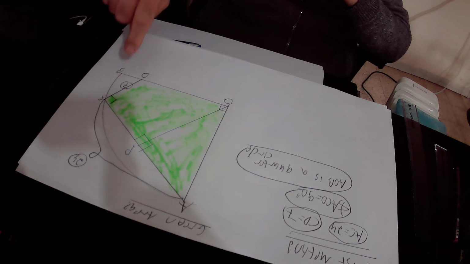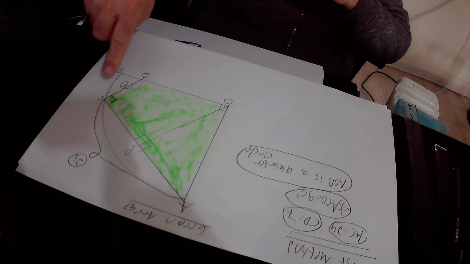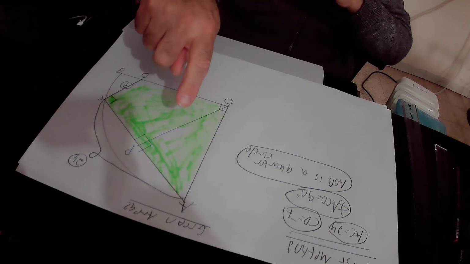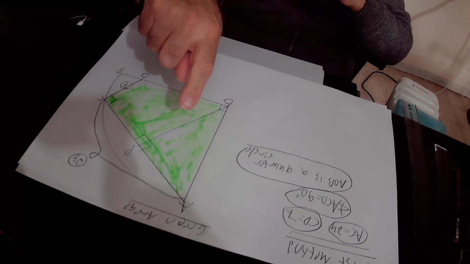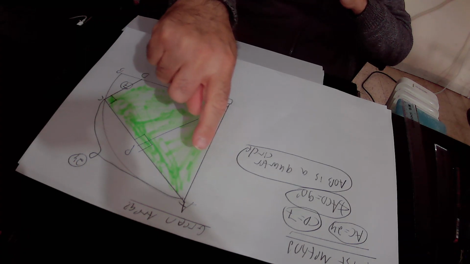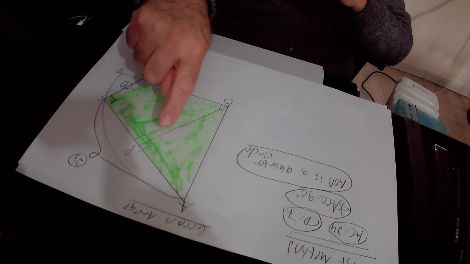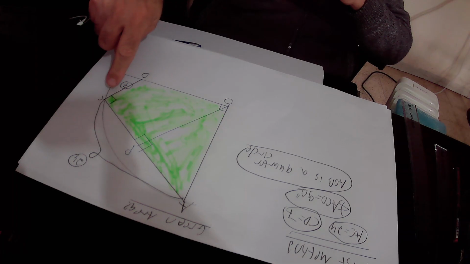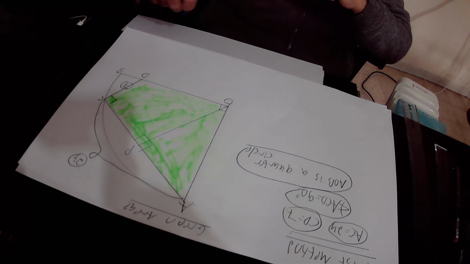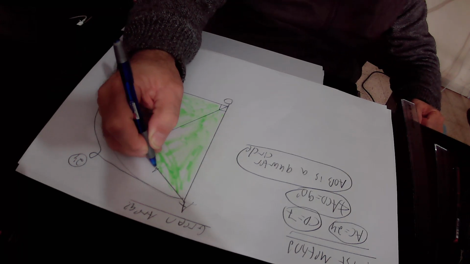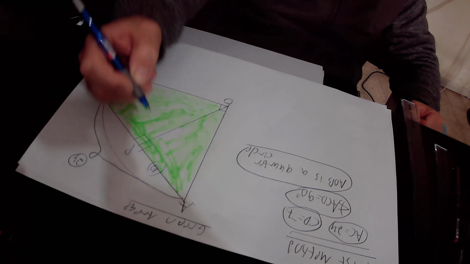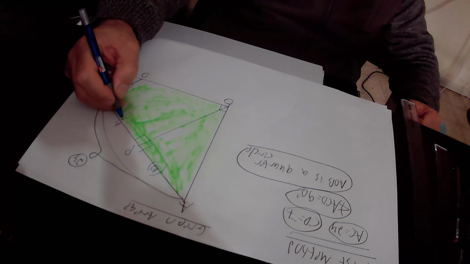AP equals PC, but in total AC equals 24, therefore each half must be equal to 24 over 2. That is to say, AP will be equal to 24 over 2, that is 12, and PC must also equal 12 units according to rule number 11. So AP equals 12 units, and PC also equals 12 units.